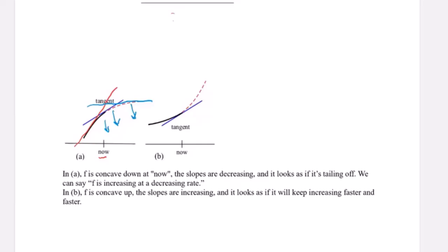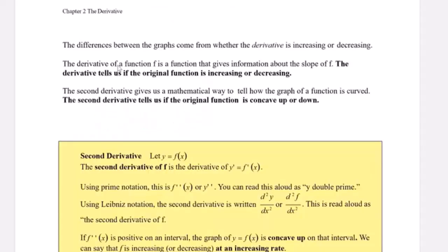So in B, it's concave up. The slopes are increasing. So we started here, let's say we start here at 0 or almost 0. As we go up this curve, the slopes of the line are getting steeper. So the difference between the graphs comes from whether the derivative is increasing or decreasing.